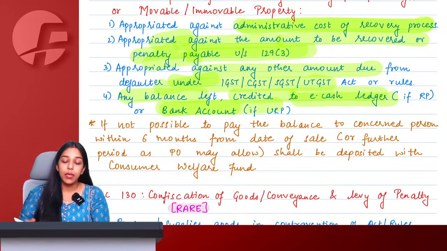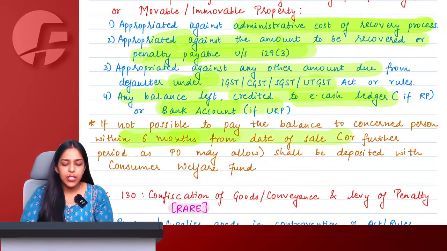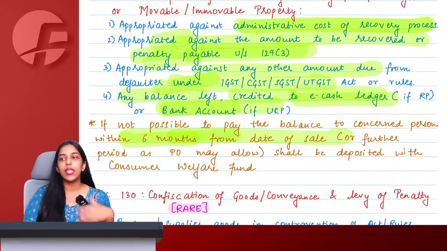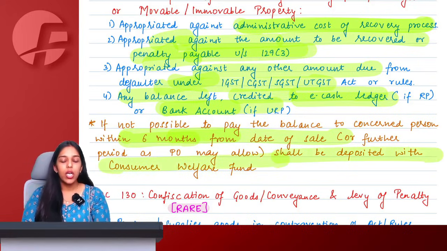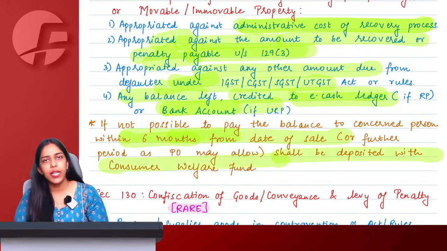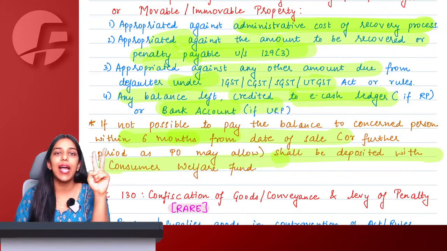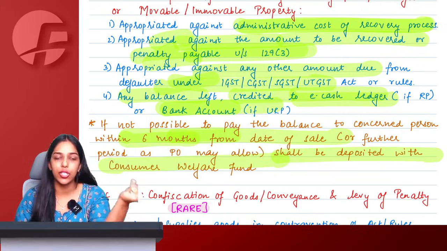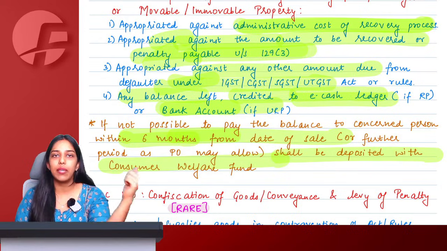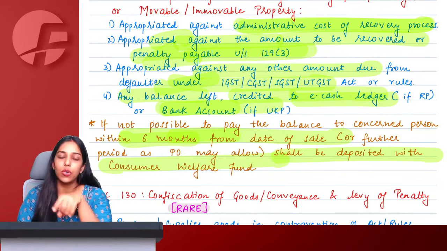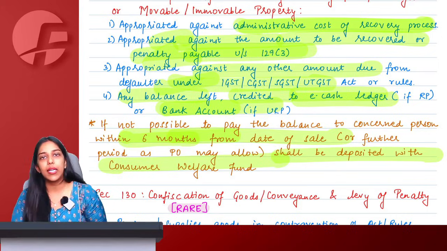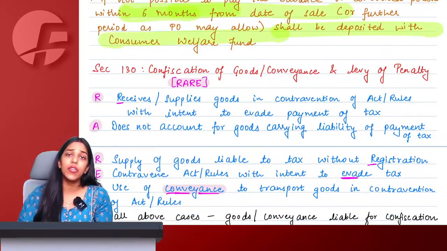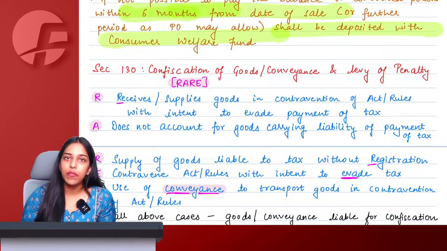If it is not possible to pay this amount within 6 months from the sale for any reason, for example he is not furnishing the bank account details or he is not available, then this amount ultimately goes to the Consumer Welfare Fund. Very simple. First all the admin cost, then the actual amount that was recoverable under 129. After that, any other due under any other section. If we still have more money, that money belongs to that person only, because goods of that person were sold. You give that amount back in the cash ledger. If a cash ledger is not available for an unregistered person, you give it in the bank account. If not possible to give within 6 months, then it will go to the Consumer Welfare Fund.